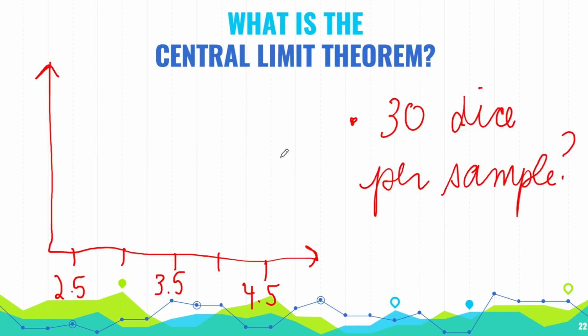Now, what if I had 30 dice per sample? Now again, I would still expect that the mean of the sample means would stay approximately the same here at 3.5, but because there are more dice per sample, the spread of the sample means would be even smaller, so the graph would appear even steeper and thinner. Still symmetrical about that mean value, but taller and skinnier.